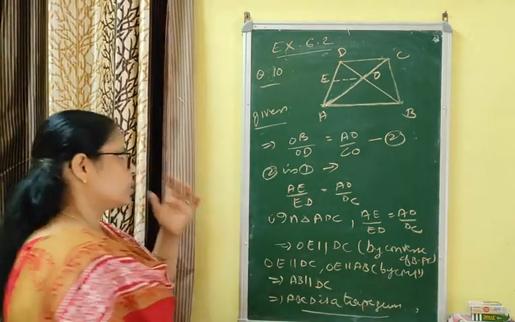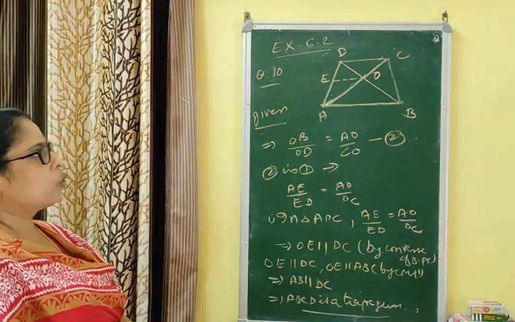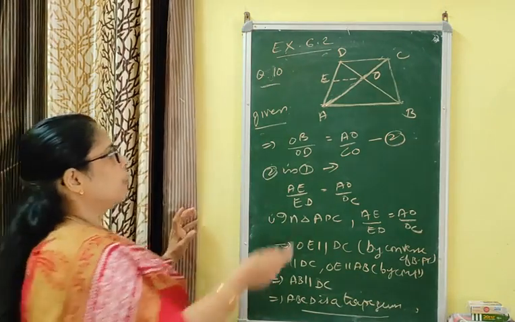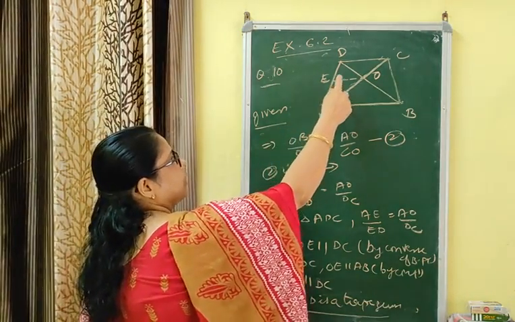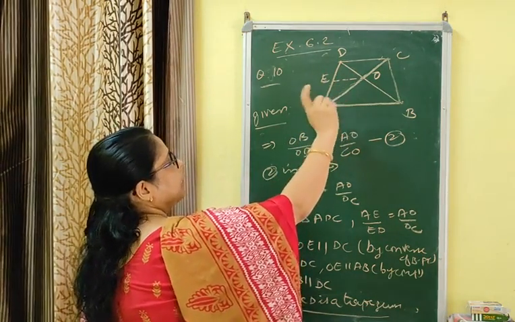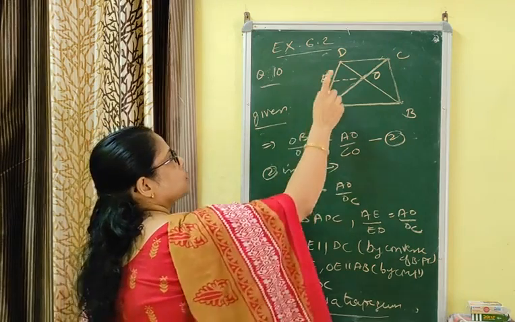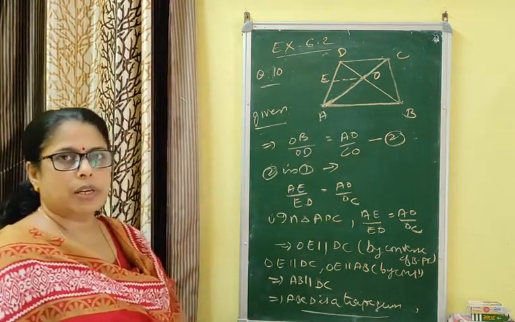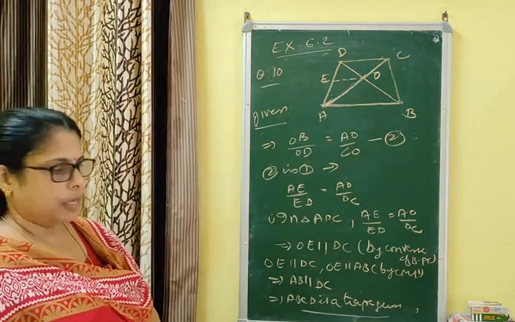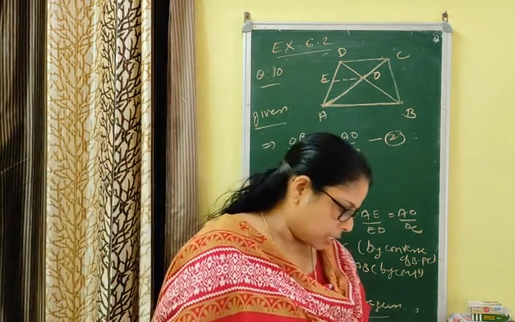That is the last question. Again, the constructions in both questions were the same. Here we applied BPT between triangle ABD and triangle ADC. By the given condition, we proved OE is parallel to DC, hence AB is parallel to DC, so it is a trapezium. This is the question related to exercise 6.2.